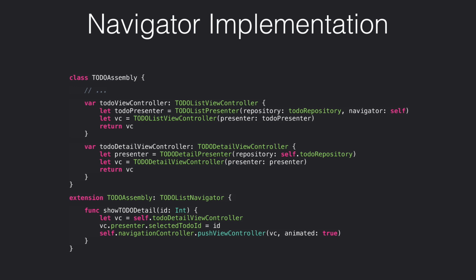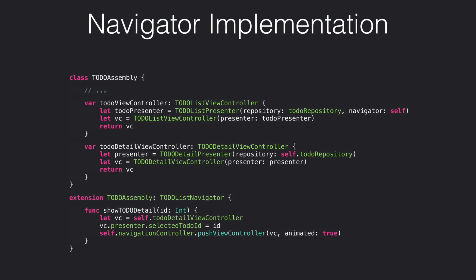The implementation of a Navigator, if you remember, the assembly is also factory for all your view controllers. So it actually makes sense that the Navigator should be implemented by your assembly. So in this case of a to-do assembly, you see that we can create to-do view controller or to-do detail view controller. When user taps on a to-do in some to-do list, you want to go to to-do detail view controller with some ID.